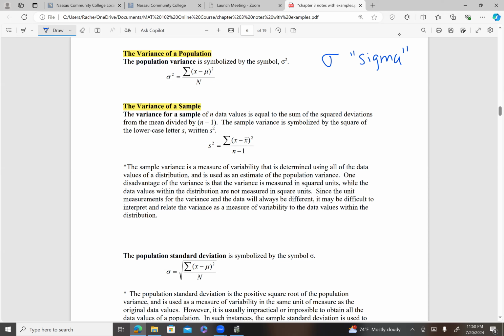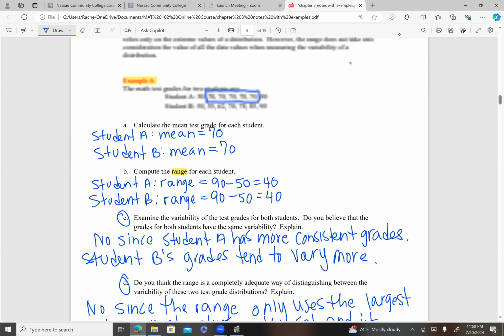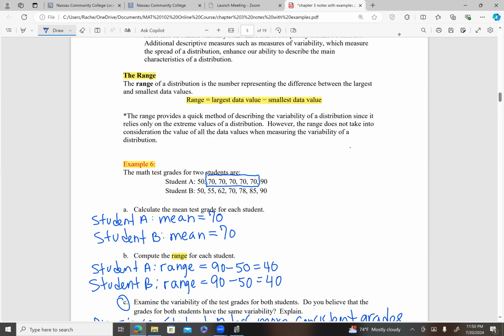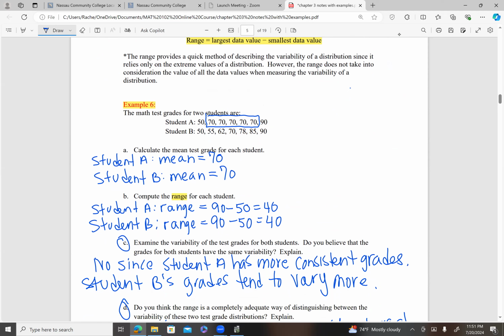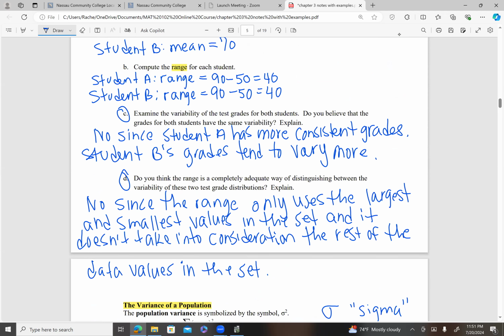What the variance lets us do is measure the variability of a set, and we use all the data values in the distribution. The range, the first measure of variability that I went over in the last lecture, only used two data values in the set, the two extreme values, the largest and the smallest. It doesn't use the rest of the data values in the calculation. Therefore, we said it's not an adequate way to completely measure or distinguish between the variability of two sets.